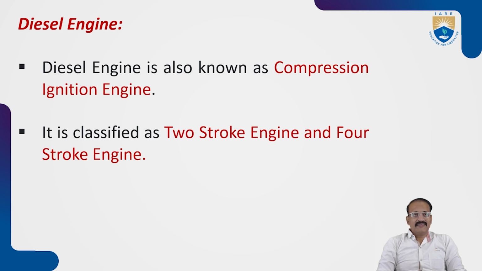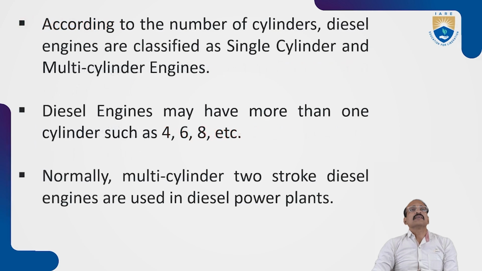So, the compression ignition engine is classified as 2-stroke and 4-stroke. Even in our automobiles, you can observe this. When we were using the Chetak, at that time it was 2-stroke. Now we are using the 4-stroke. Yes, petrol engines also, I'm telling.